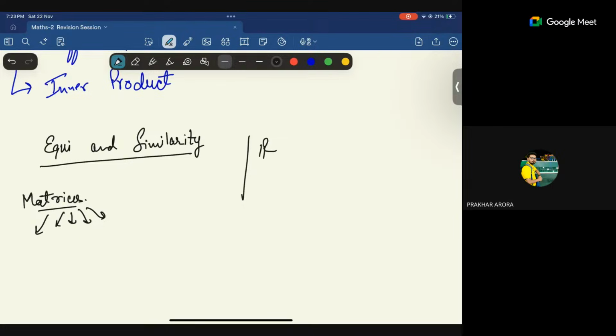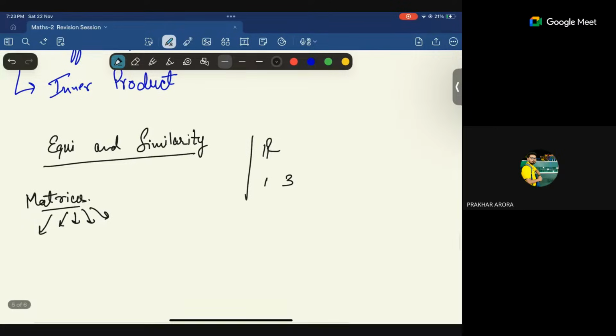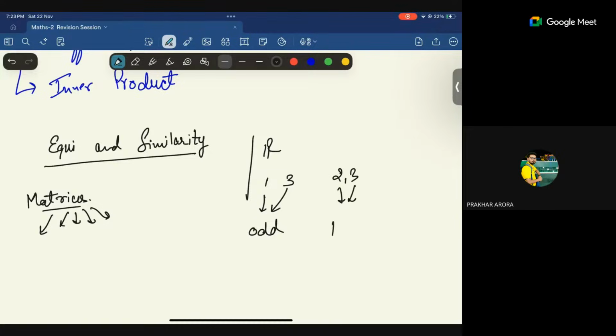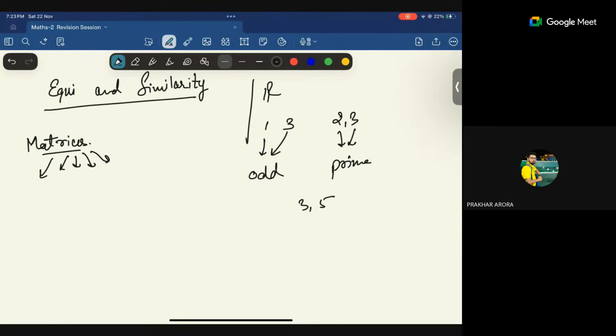Just like in real numbers, let's say we had 1 and 3. They both have certain properties because of which we call them odd numbers. 2 and 3, they have some properties because of which we call them prime numbers. And 3 and 5, they have such properties that we call them odd and prime numbers.